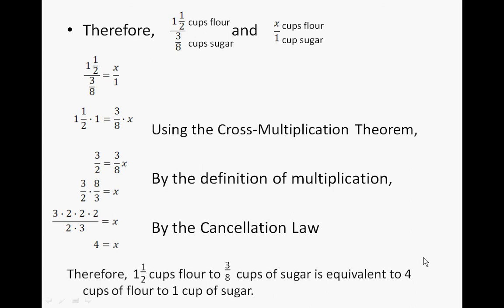So therefore, to our conclusion, we wrap up. Therefore, 1 1/2 cups of flour to 3/8 cup of sugar is equivalent to 4 cups of flour to 1 cup of sugar.